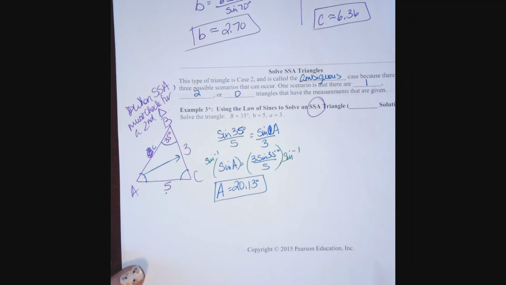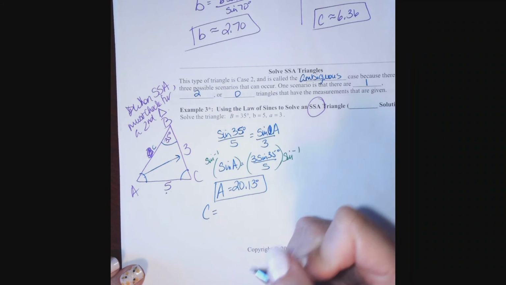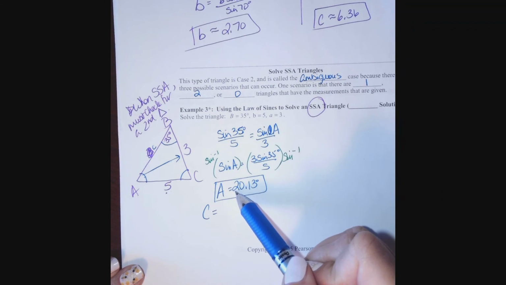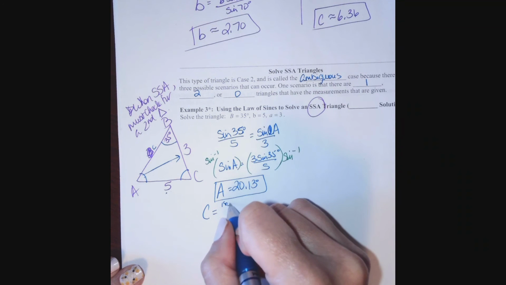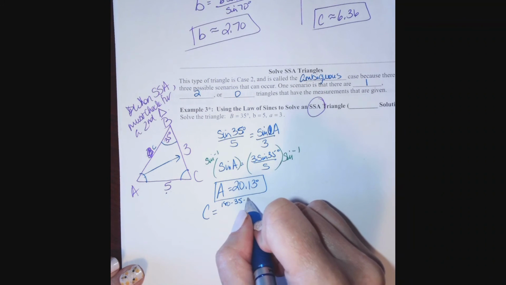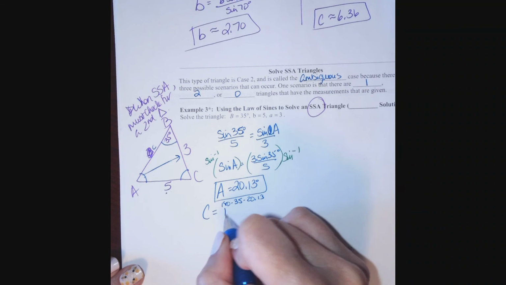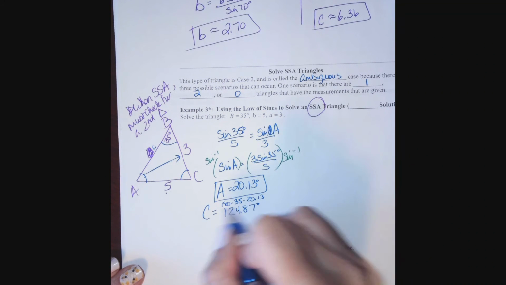So we know 2 angles. Let's find the third angle. Angle C is going to be 35 plus 20.13, that sum subtracted from 180. So it's going to be 180 minus 35 minus that 20.13. Angle C comes out to be 124.87 degrees.